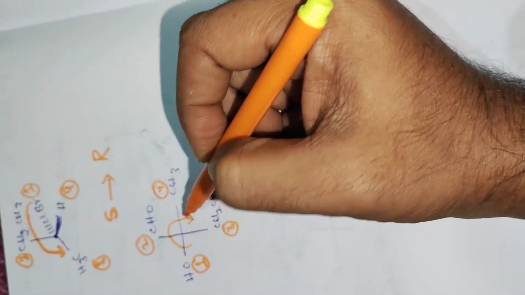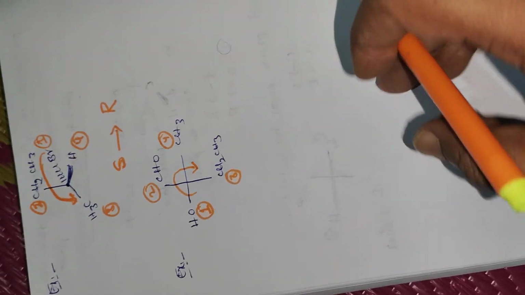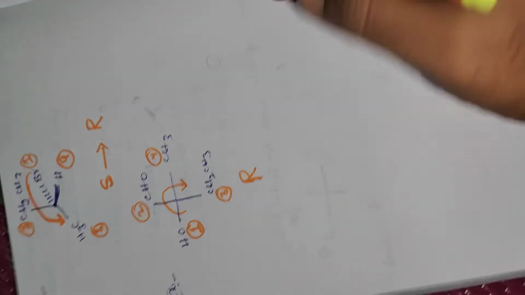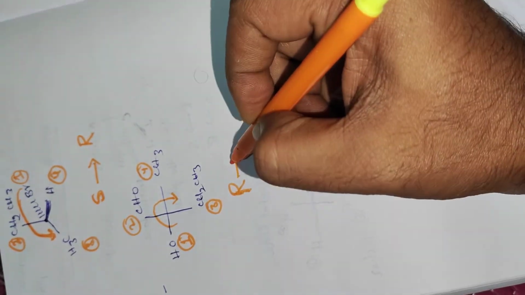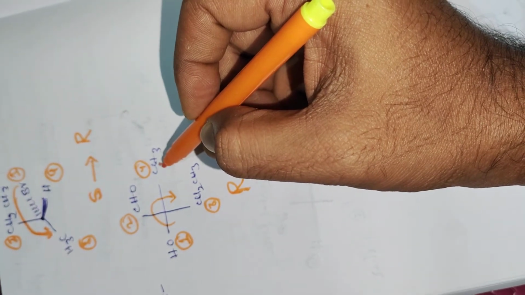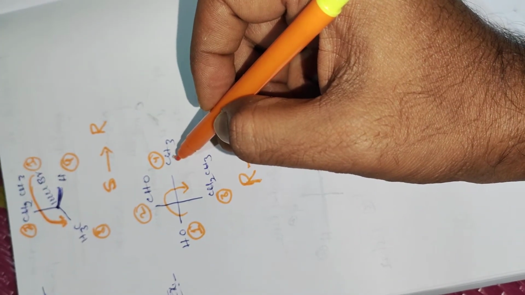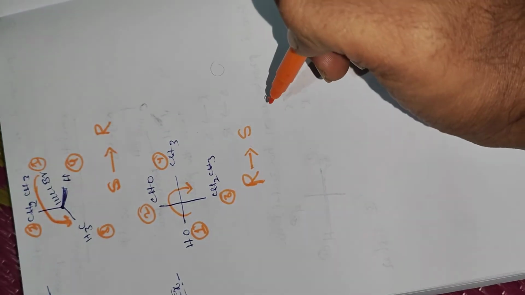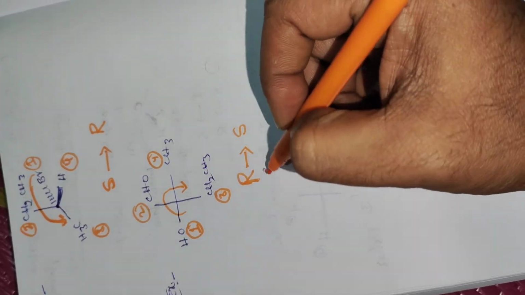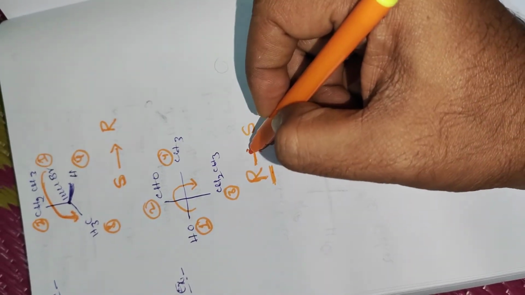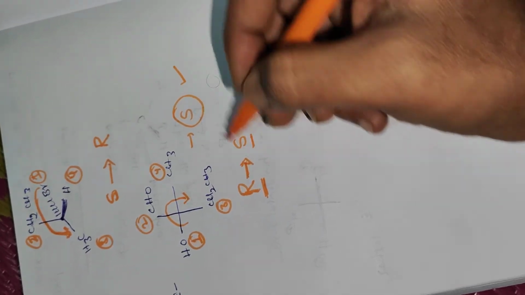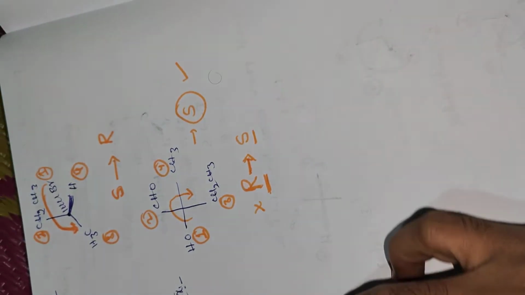The direction is clockwise. Clockwise direction means what configuration? R configuration. But the configuration changes to S. Why? Because here the fourth priority group is present on the horizontal line. When the fourth priority group is present on the horizontal line, the configuration will reverse. R is converted into S and S is converted into R. Here we get R configuration at first, so it changes to S configuration. That means S configuration is correct and R configuration is wrong.